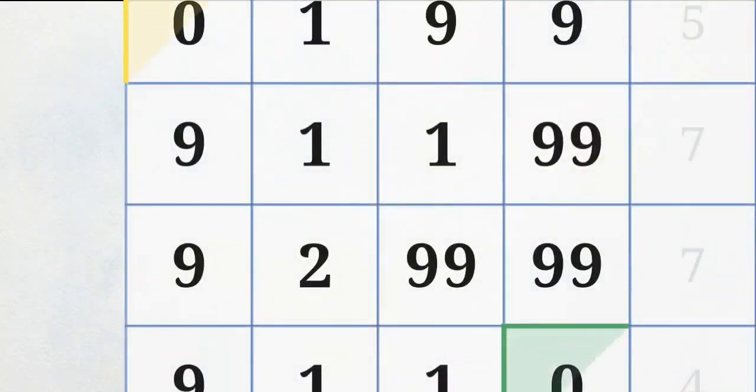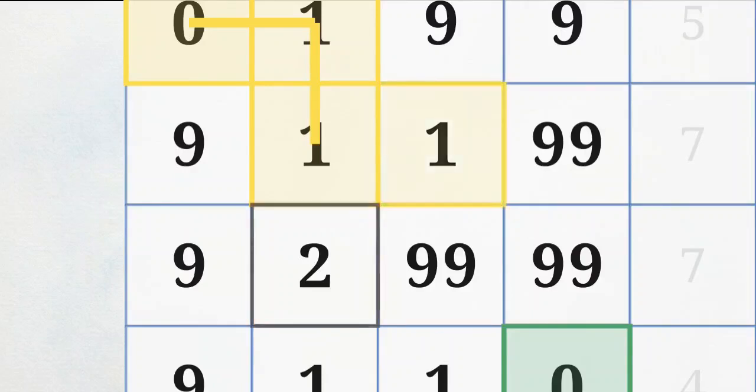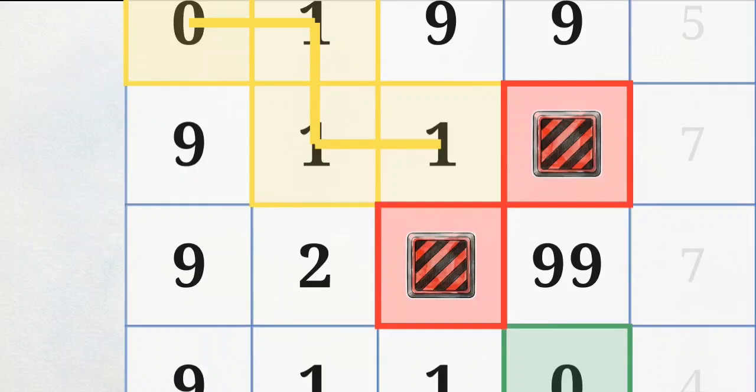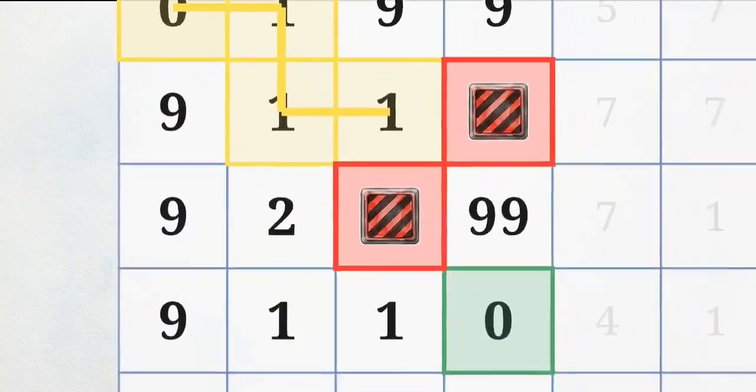Look at this number grid. If you need to get from the top left to the bottom right for the lowest possible score, taking the immediate discount often forces you into a massive penalty later on. This is the greedy trap.